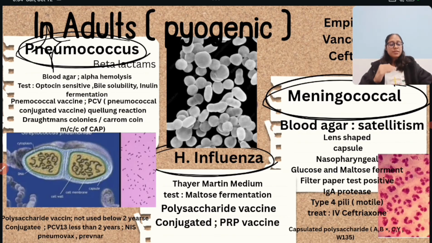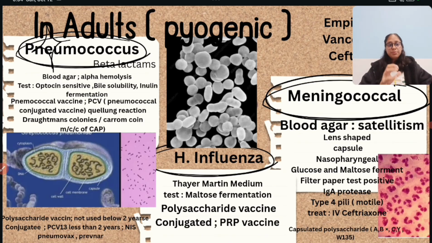In Haemophilus influenzae B, Thayer Martin medium can be given to you as one of the keywords, which will be positive, and maltose fermentation will be positive for this. You can remember everything as: Thayer Martin medium is positive, maltose fermentation is positive. Also, Haemophilus influenzae B has two types of vaccine, that is your polysaccharide vaccine and your conjugated vaccine.